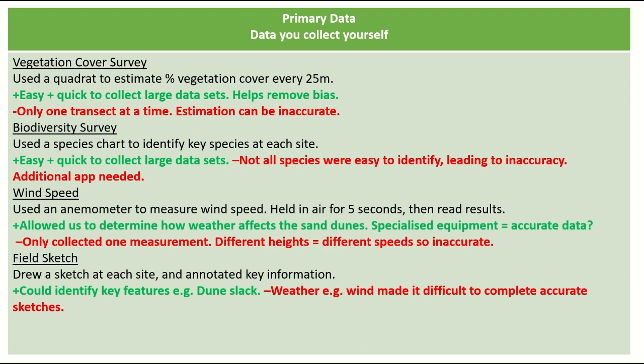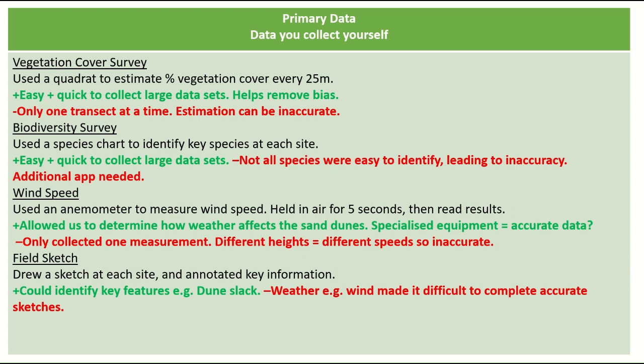Why was that good? Well, it was easy and quick to collect large data sets, and to reduce bias, you should have thrown the quadrat behind you or thrown it at random. However, the problem with that vegetation survey is that the estimation can be very, very inaccurate. What I would say would be 98%, you might have said was 96%. That's only a small difference, but obviously in the world of science, that means that someone's data isn't accurate, which means that the conclusions can't be valid in the long term.